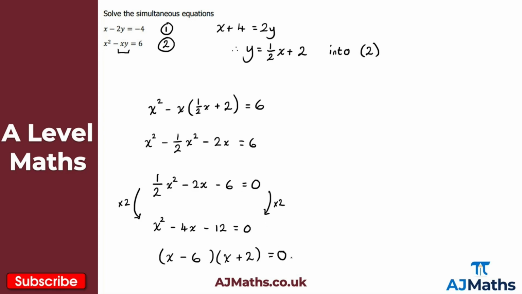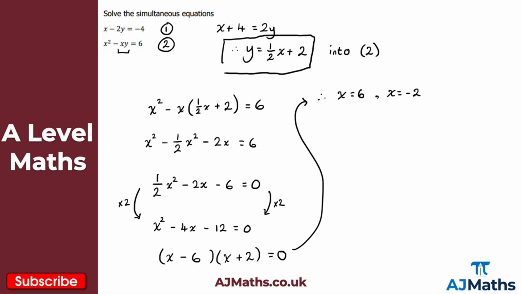So from here I can get my 2 solutions for x. So I've got x minus 6 equal to 0. In that case, I'm going to get x equal to 6. And we've also got this solution: when x plus 2 is equal to 0, then I get x equals minus 2. So what I need to do now is find the respective y solutions by substituting back into this equation.